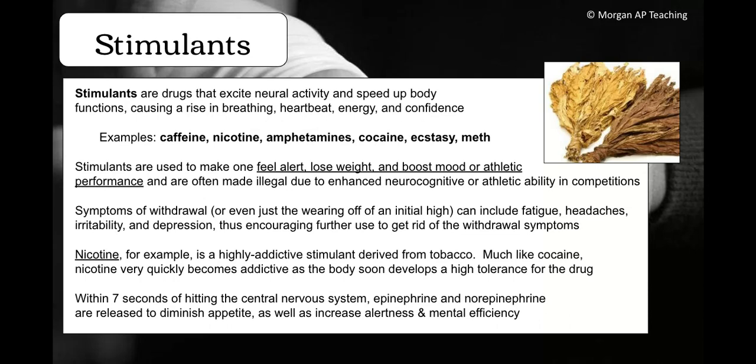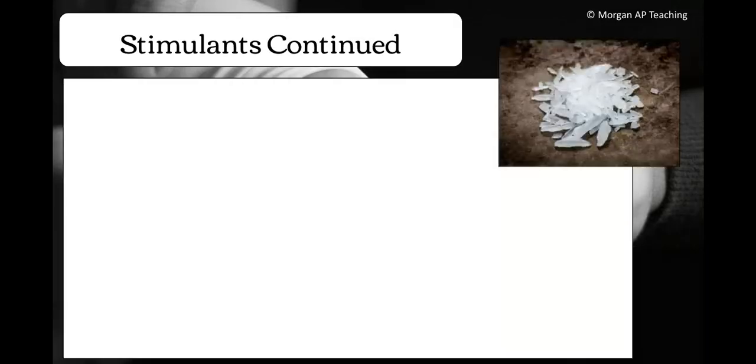All right, let's move on to slide 5. Stimulants continued. Let's talk about cocaine. Cocaine provides a rush of euphoria, but depletes dopamine, serotonin, norepinephrine by blocking reuptake, and so that extends that euphoria because the reuptake isn't allowed to happen.